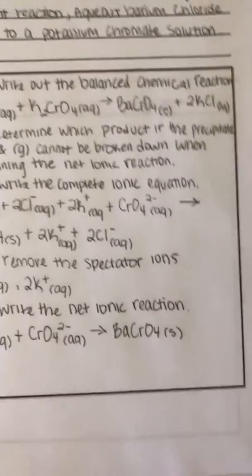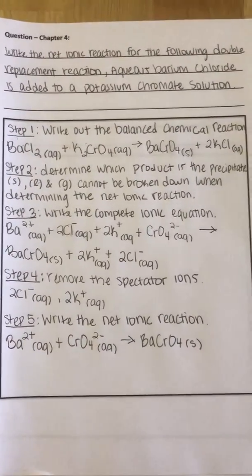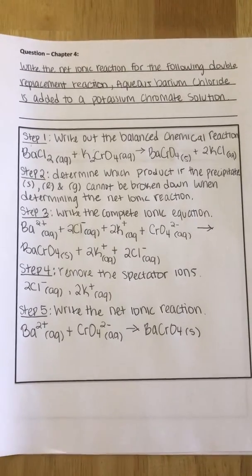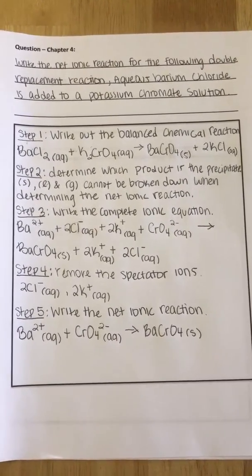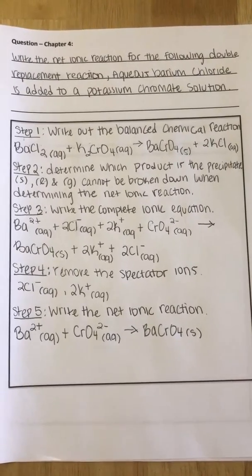Hey all, this is my Chapter 4 video on how to write net ionic reactions. Okay, the problem states, write the net ionic reaction for the following double replacement reaction. Aqueous barium chloride is added to a potassium chromate solution.